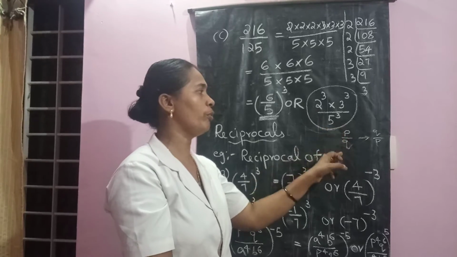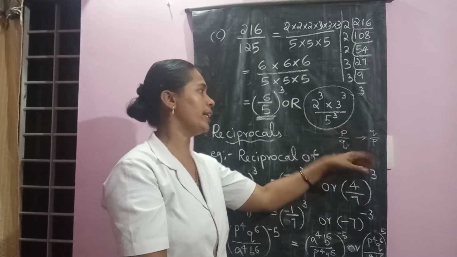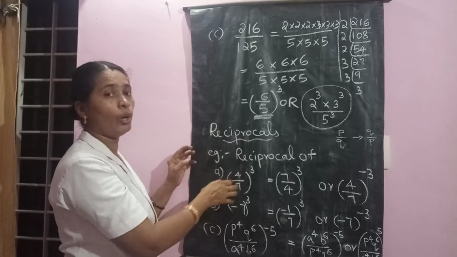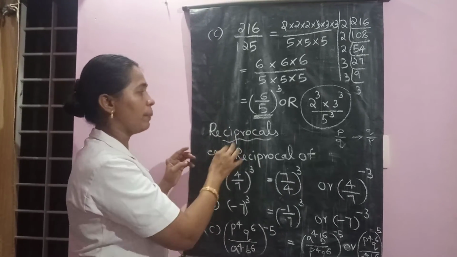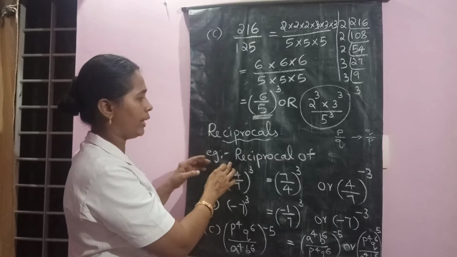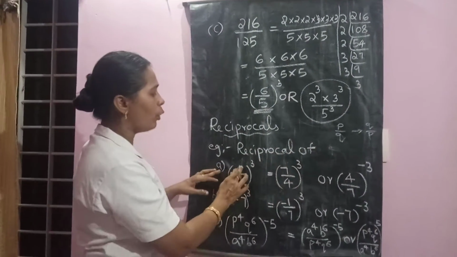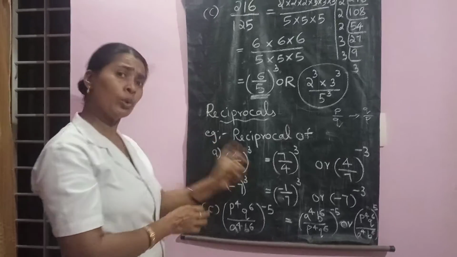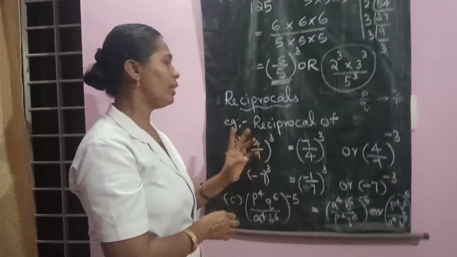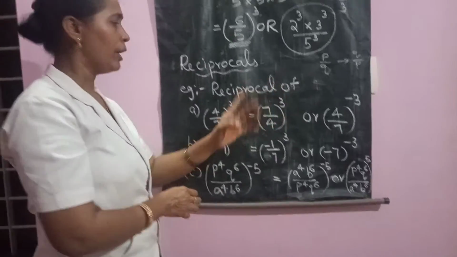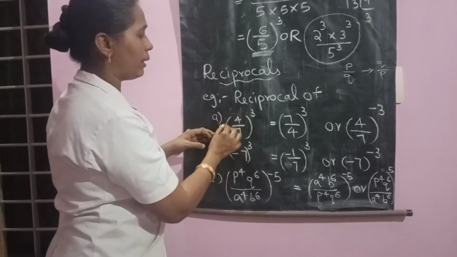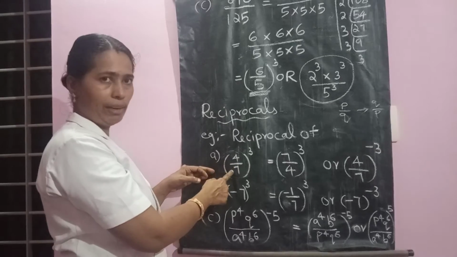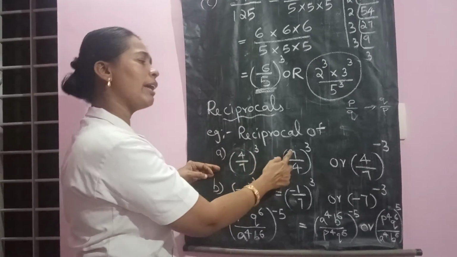For the numbers, we just have to interchange the numerator and denominator. The same method we use for exponents also. Reciprocals of exponents. Look here. Reciprocal of 4 by 7 whole cube is given to you. The teacher already told you two methods are given in your textbook. Whichever method you feel easy, follow the same. First method: just look at the number inside the bracket. It is 4 by 7. What is its reciprocal? 7 by 4.